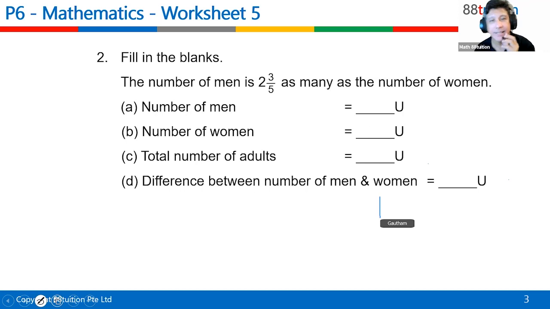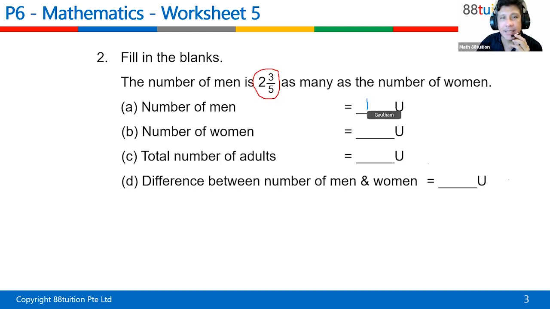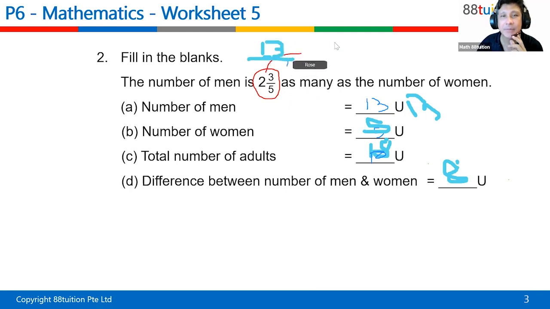Notice this time what they give us is a mixed number. A mixed number is very hard to interpret. They say the number of men is 2 whole and 3/5 as many as the number of women. I can see some of you writing already, like Rose and Gautam. They wrote 13 units for men. How on earth did they come up with 13? Firstly, what you need to do is change the mixed number into an improper fraction.